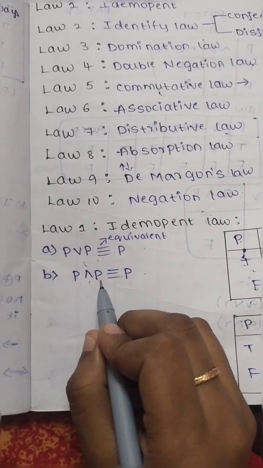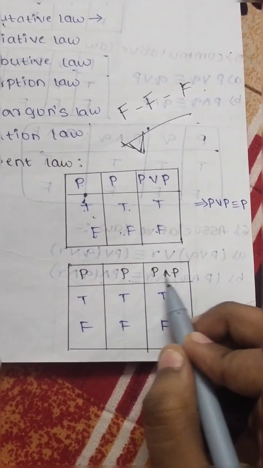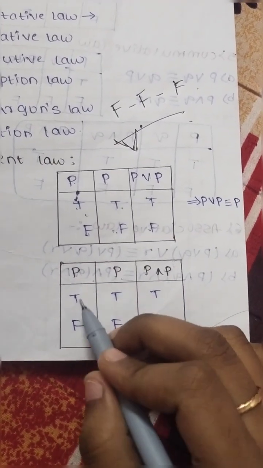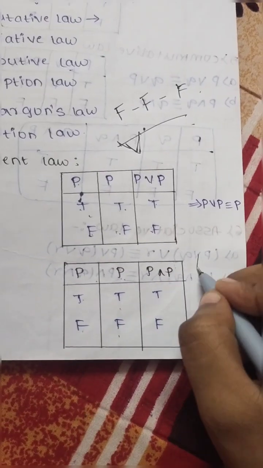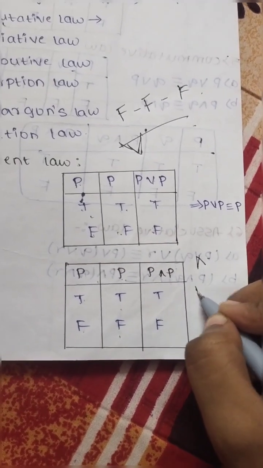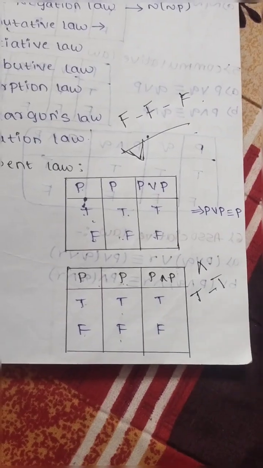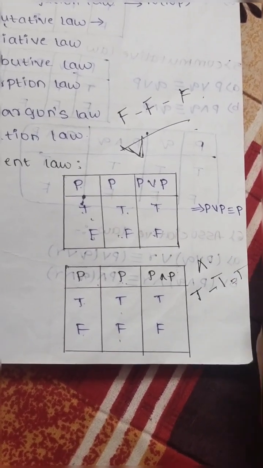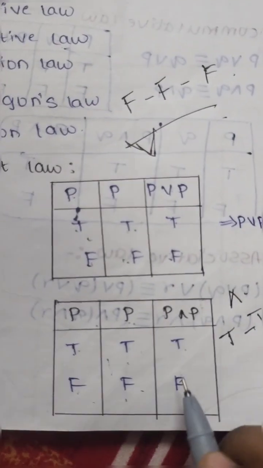Next, P and P is equivalent to P. So P and P is equivalent to P means P true, false, P true, false. For the AND operation, what are the conditions? When P is true and the other is true, it equals true, remaining all false. So true, true is true, remaining all are false.